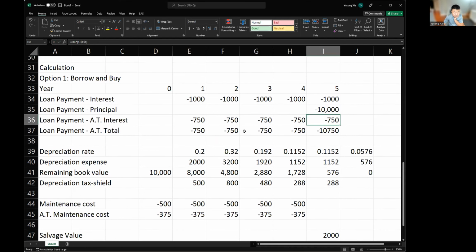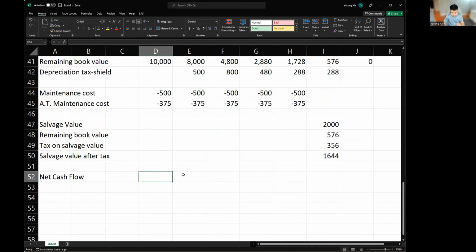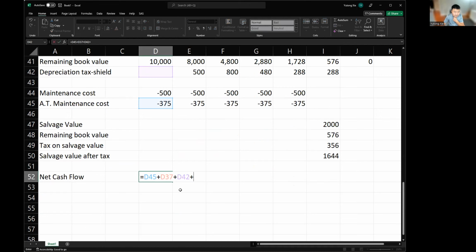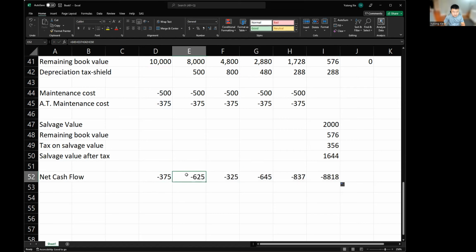Okay. So given all these, all we need to do is just a summation. So maintenance cost plus the after-tax loan payment. Okay, it's 0 in the first year, but it's not going to be in the next year. Then plus depreciation tax shield. So that's the third one. Okay. And the fourth one is the after-tax salvage value. Okay. All right. So I got negative 375, and I got 625, 325, this, and 8818. I think they are the same as what we got in class.